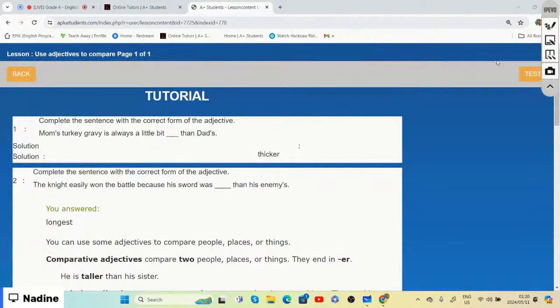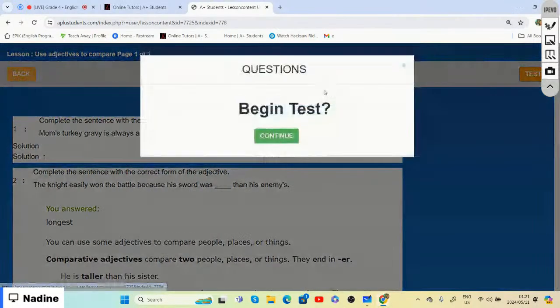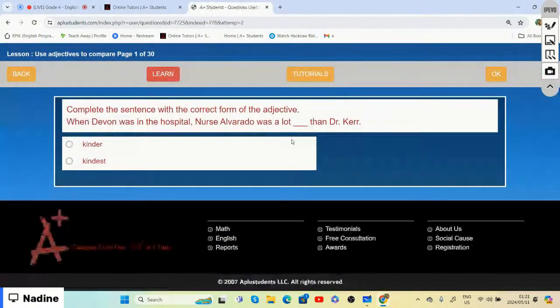So now we're going to our test, where we're going to use adjectives to compare. When Devin was in hospital, Nurse Alvarado was a lot, do we say kinder than Dr. Kerr? Or she was a lot kindest than Dr. Kerr?